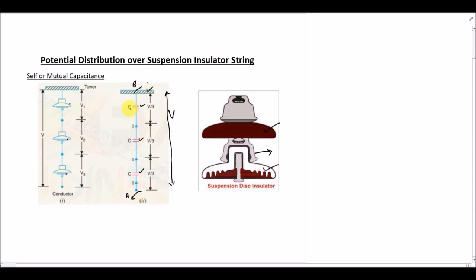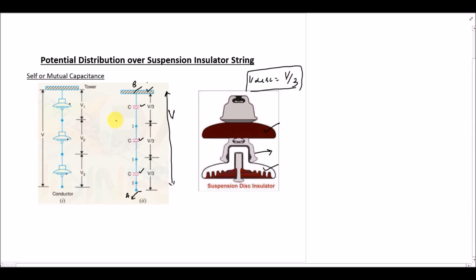If the capacitance value is the same, then the capacitive reactance will be the same, and the voltage across each of the individual capacitances will be equally divided. So if the total voltage is V, then the voltage across each capacitance will be divided into three parts, because we have three capacitances, three insulating discs. So if I have to find V disc, it is actually V by 3. This is the voltage across the individual discs.